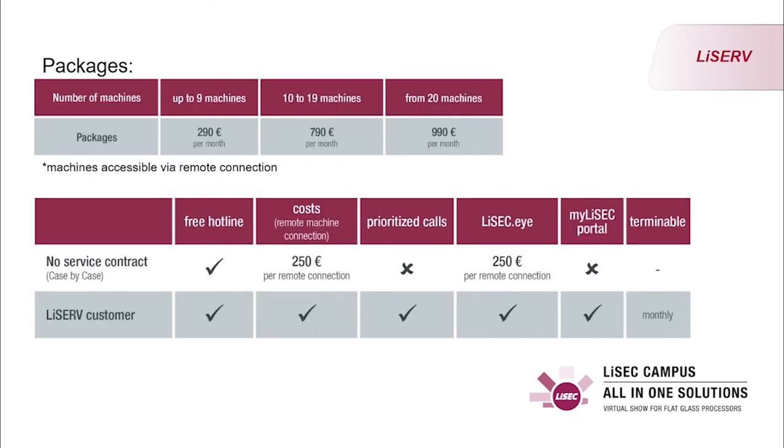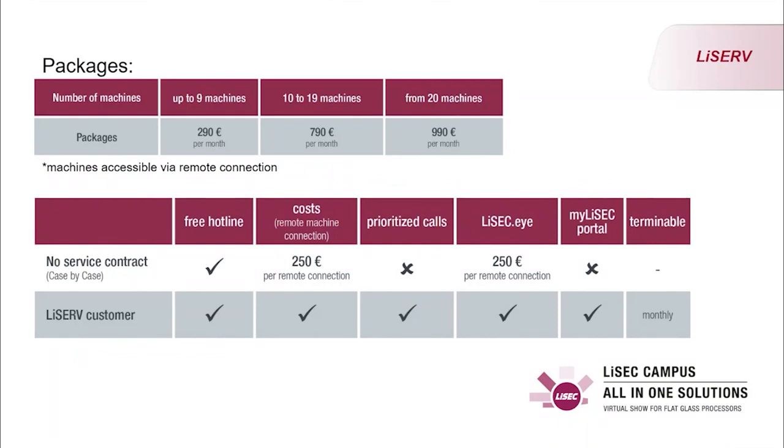What are the costs of this LiSERV? It was a little bit complicated to calculate in the past. That's why we changed it again to make it simpler. Now we calculate it after the main machines you have in your factory. If we take, for example, an IG line, you have now 3 main machines. That's the washer, the press, and the sealing robot. So those are 3 connections.